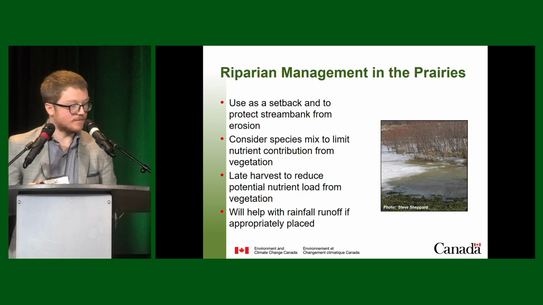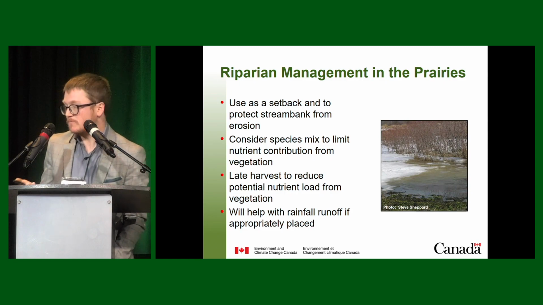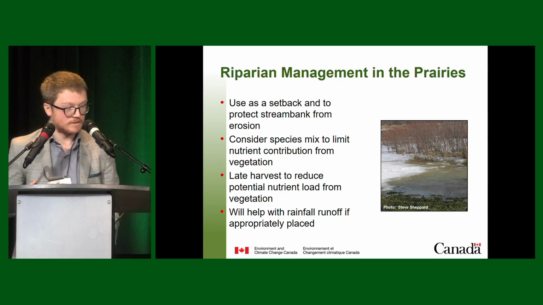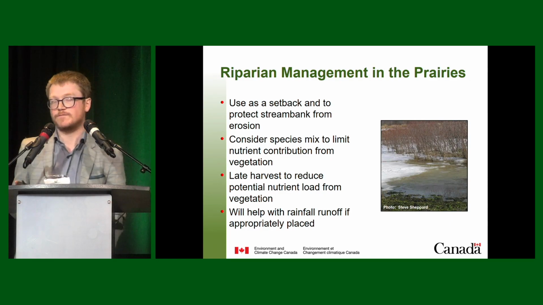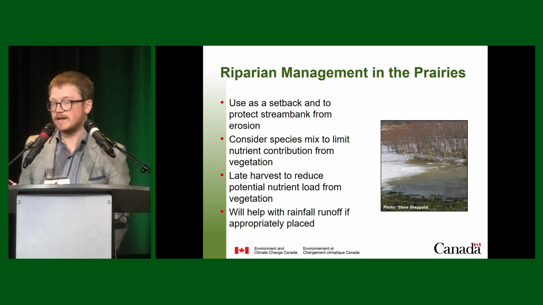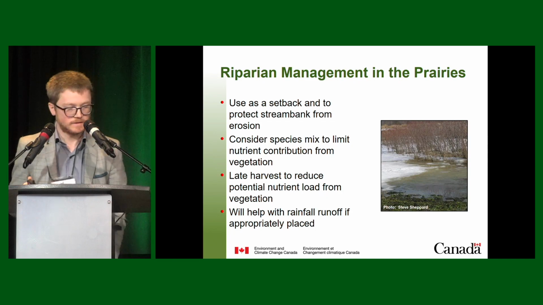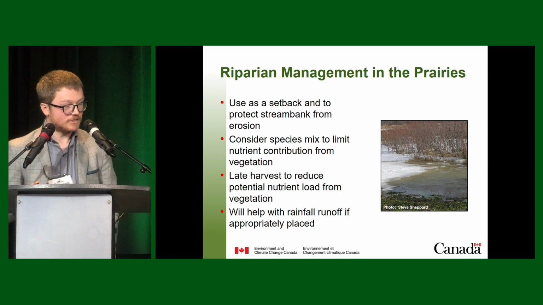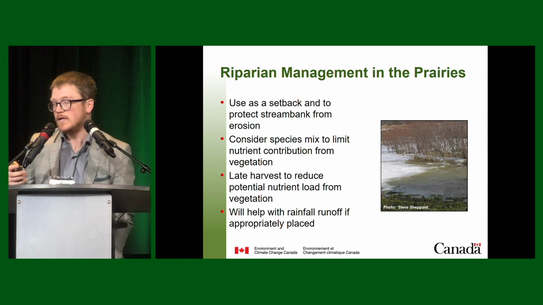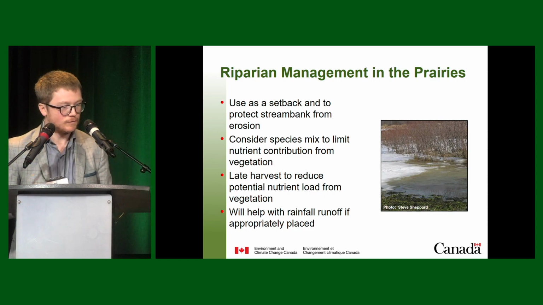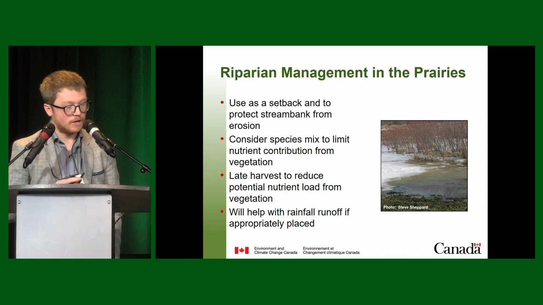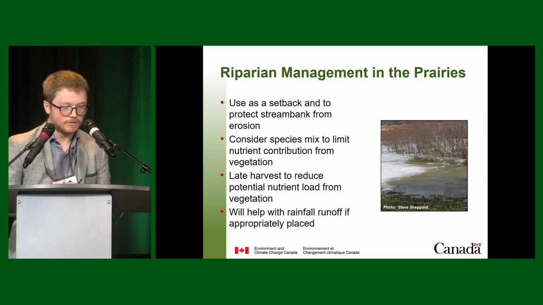So if we're to look at this for implementation on the Canadian prairies, again, it can be effective for setback and to protect the stream bank, but there's particular consideration for the type of species that we may be using in this system, recognizing the relative difference in losses according to species. Another consideration is to have a delayed harvest of that, if it's a forage crop as an example, to limit regrowth, fresh regrowth prior to the onset of freezing. And it can be a consideration to help with rainfall runoff losses if appropriately placed.